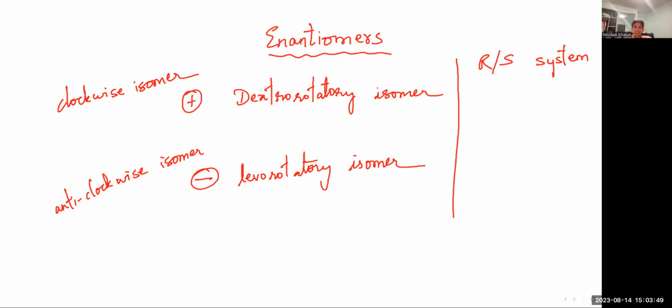So actually, onto enantiomers. No, this is actually a method of naming the enantiomers, which was developed by three chemists. The first one was R.S. Cahn, C-A-H-N. Then C. Ingold and V. Prelog. These were the three chemists who enunciated certain rules of naming the enantiomers. So the Cahn, Ingold, Prelog rules is what they call it.